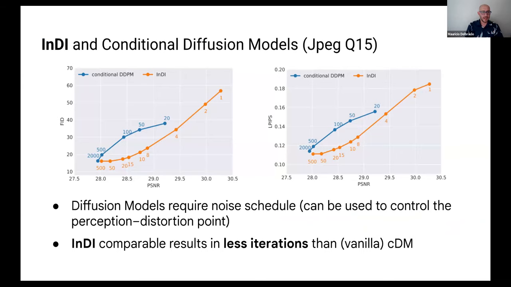So let me show you a comparison of vanilla conditional diffusion models to InDI, with more or less the same model capacity, right? And the interesting thing is, in the orange curve, you can see the different points when we do different steps on InDI, and on the blue, when we do different reconstruction steps using a conditional DDPM. And the idea is that we can actually produce results that are of better quality using much fewer steps, right? Here you can see on the left, the FID score against the PSNR, and on the right plot, the LPIPS, which is another metric, compared to the PSNR.